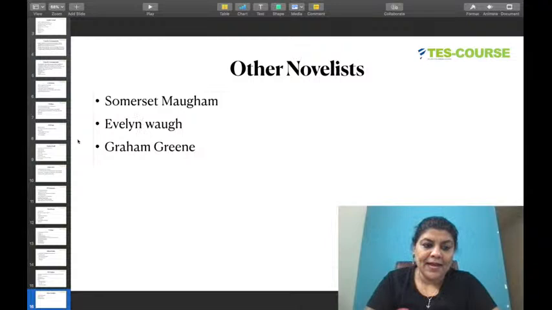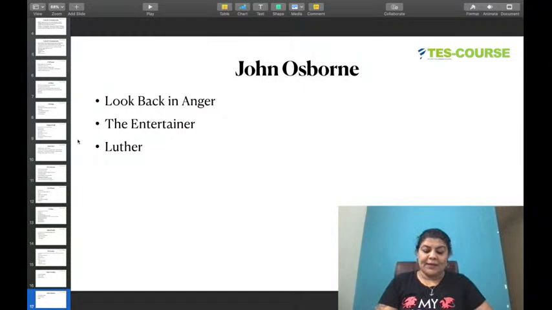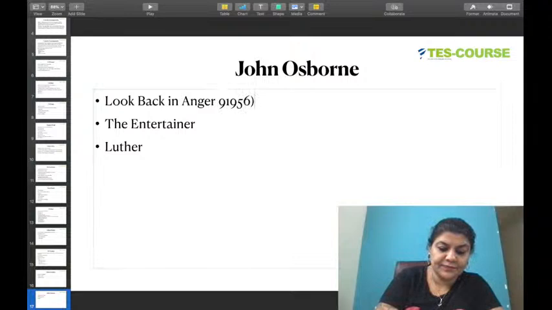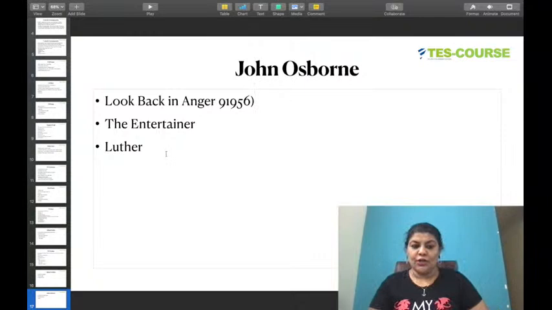Then, the Angry Young Men movement includes John Osborne. John Osborne wrote the famous play Look Back in Anger. Tell me the year in which Look Back in Anger was written. 1956. The Entertainer, Luther. Very important works by John Osborne. They are all plays.